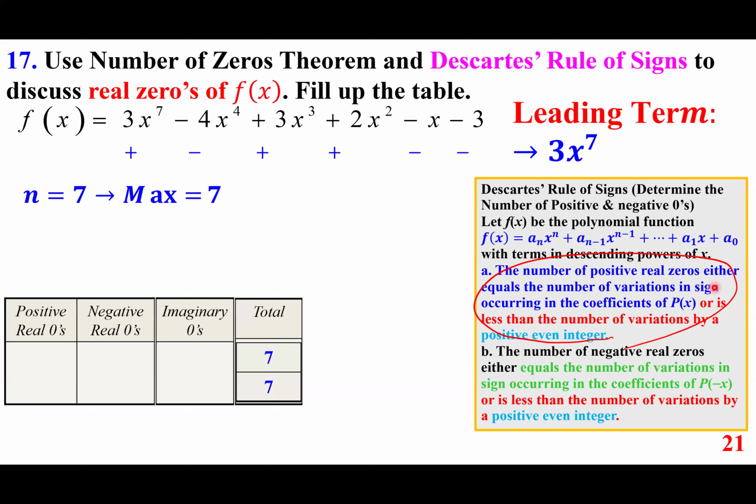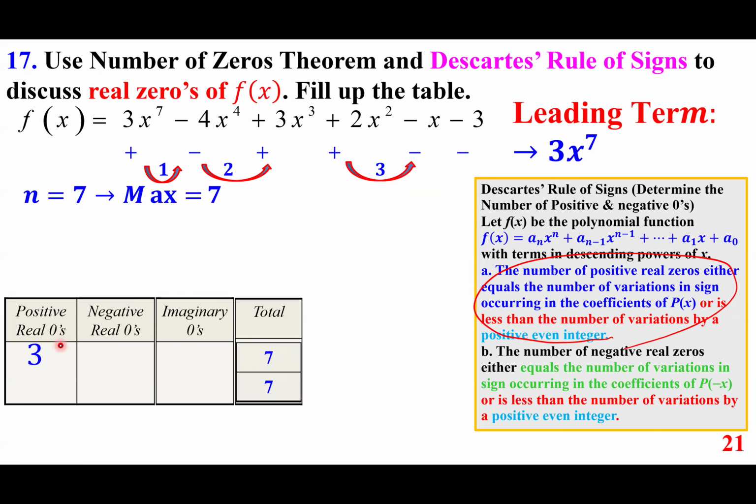So the number of positive real zeros either equals the number of variations. So how do we vary? From here to here, there's a variation because positive becomes negative, negative becomes positive. But there is no variation here. But there's a variation here, and there's no variation here. So we have number 1, number 2, number 3. There are 3 variations, everybody. So there goes number 3 here.